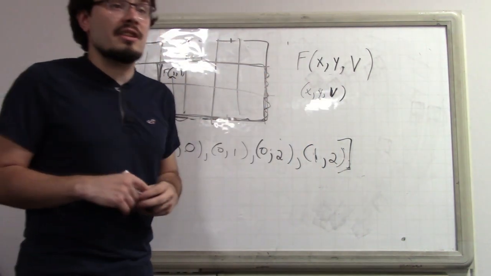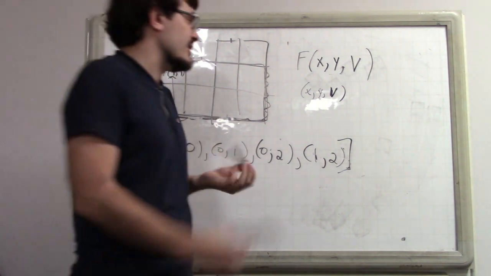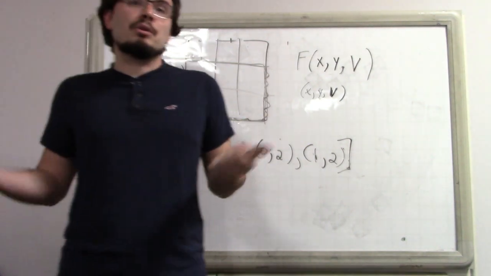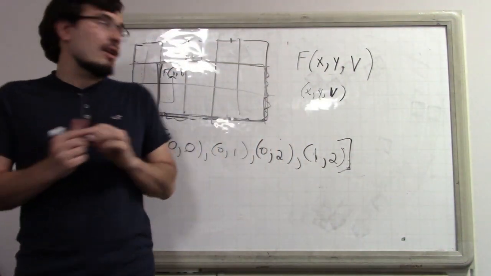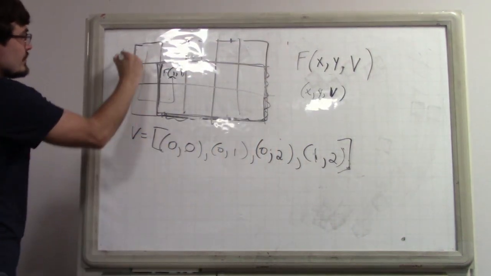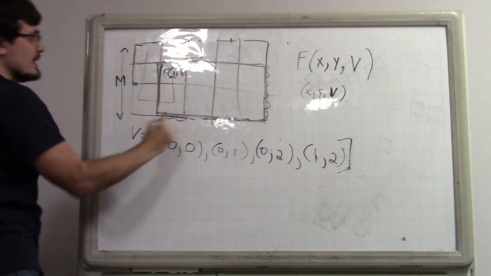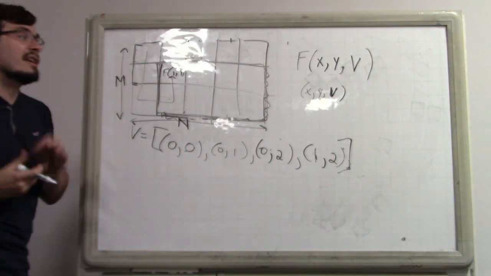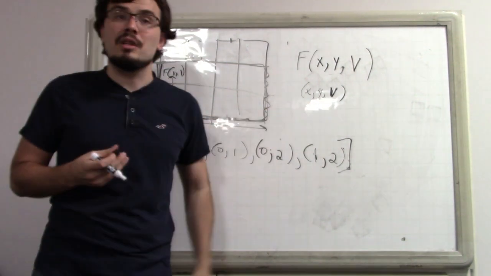How many distinct values can this V have? Just to indulge ourselves, let's estimate it. What is a quick upper bound on how many? Okay, so let's call the number of rows m. The number of columns is n. How many different values for V are possible?